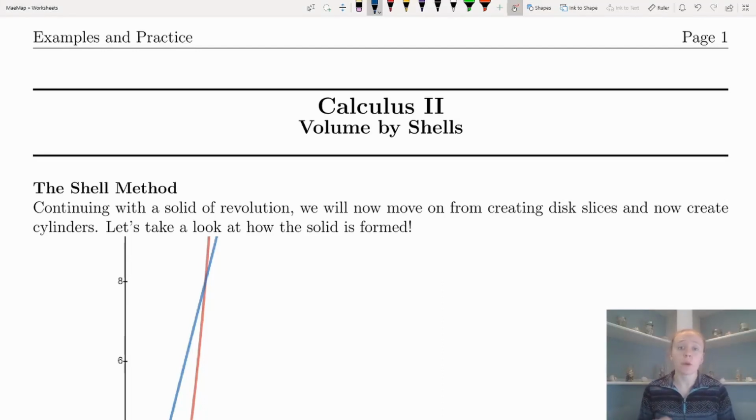In this video, we're going to go over volume by shells. So we're still doing that solid of revolution, but now as opposed to creating those disk slices, we're going to actually create cylinders or shells. So let's take a look at how that solid is formed.